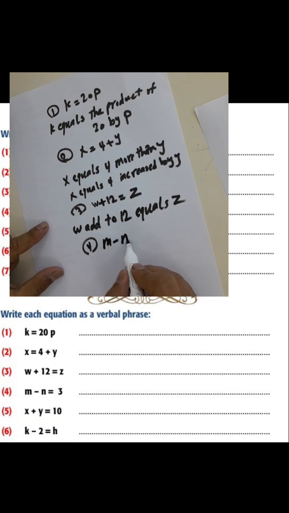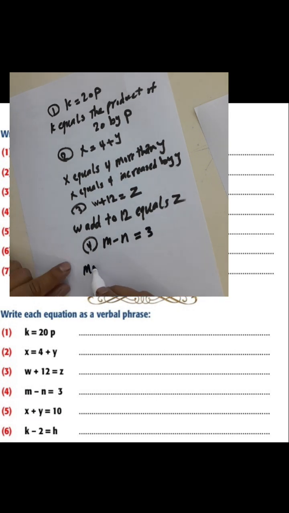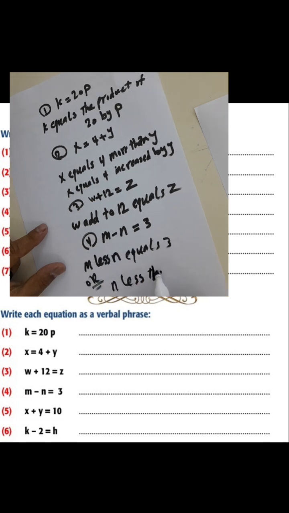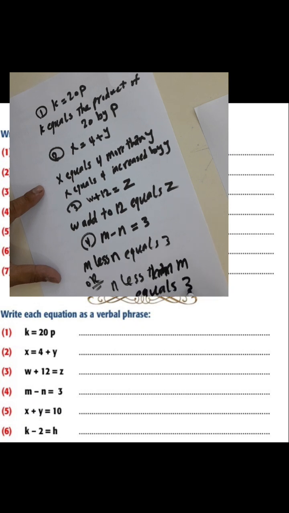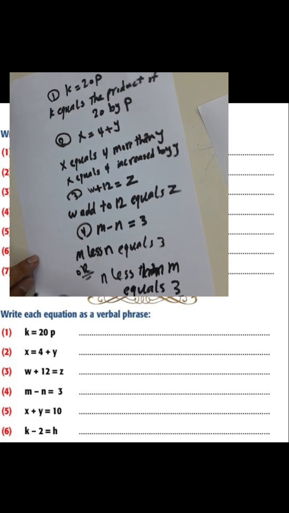Question number 4. m minus n equals 3. We can write here m less n equals 3, or we can write n less than m equals 3. n less than m equals 3.